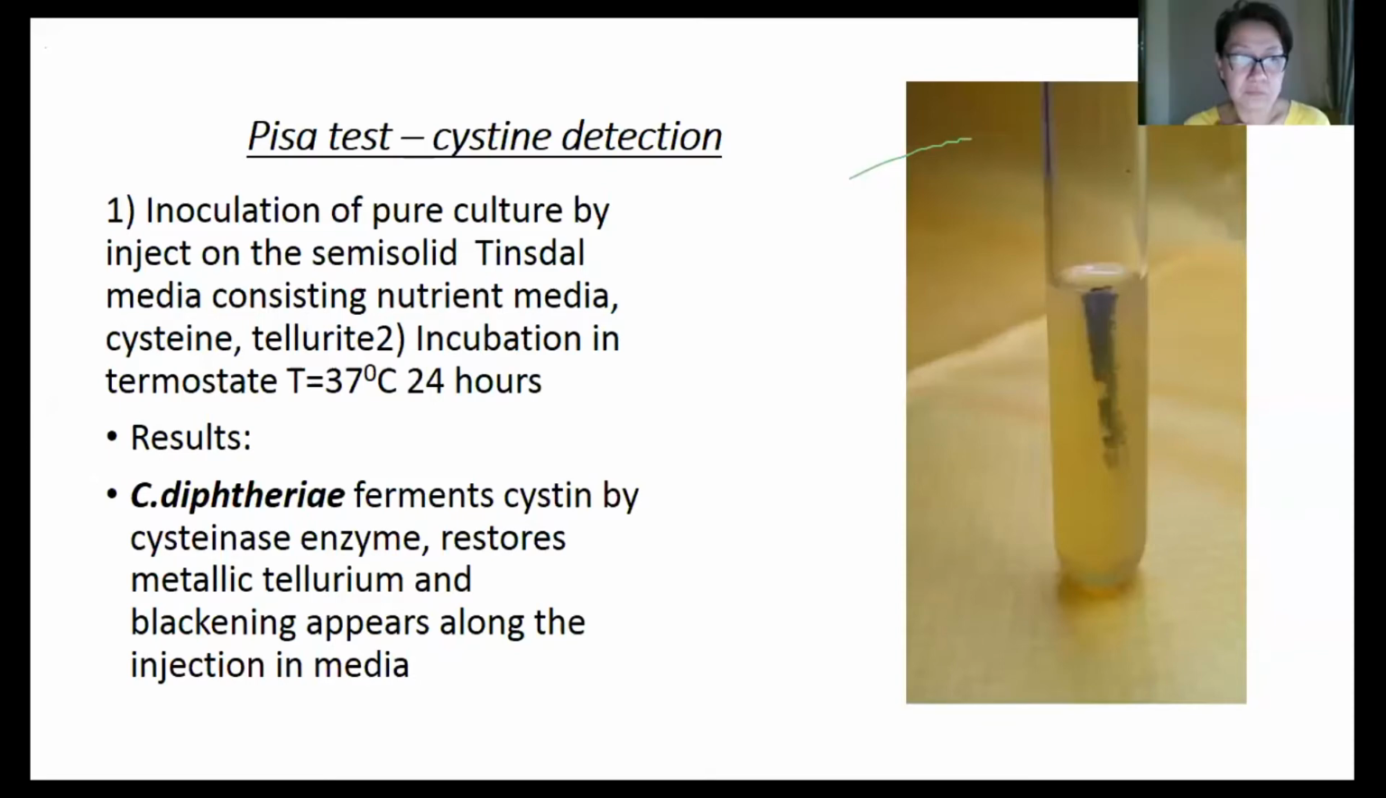Diphtheria ferments cysteine by the cystinase enzyme and reduces tellurite to metallic tellurium, and we can detect blackening appearing along the injection line in the media. It's a positive result. If you don't detect any color changes inside the media, you will record a negative result.